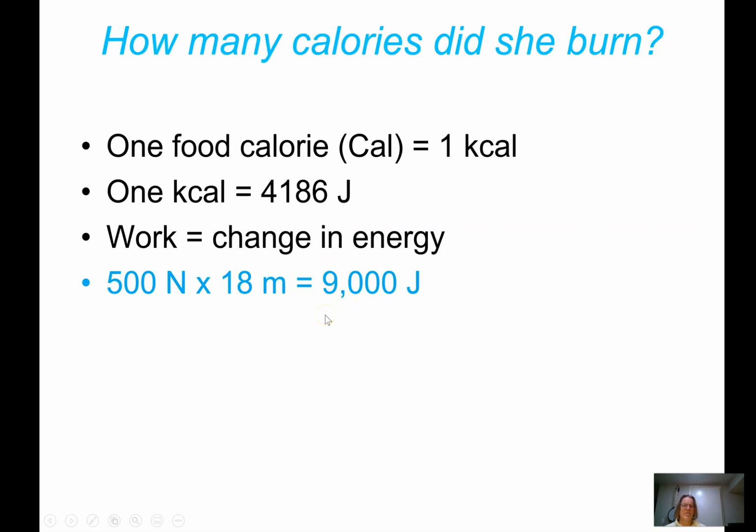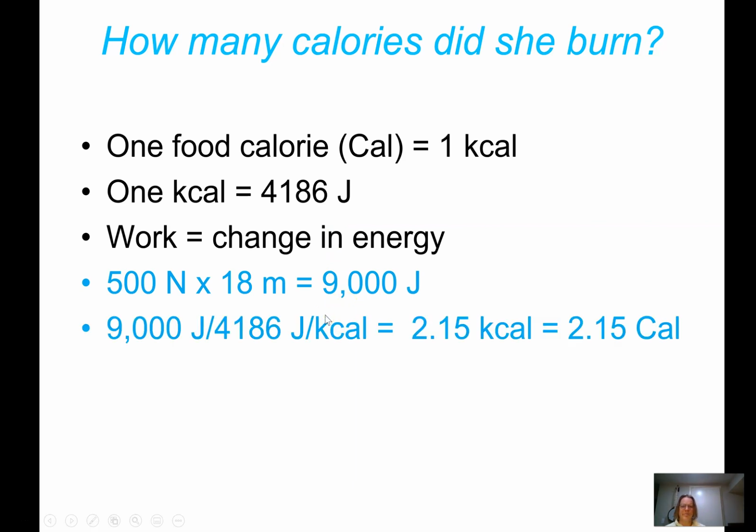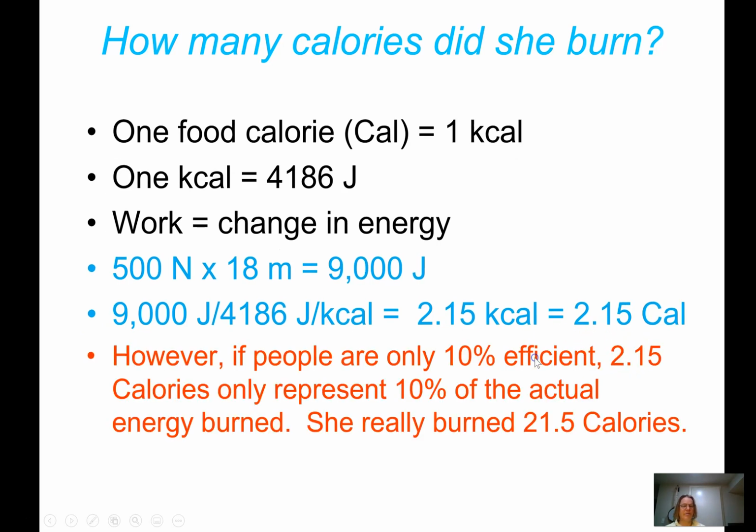Okay, so that's the work to get up there. Now if you want to change that into calories, well, it's 9,000 joules divided by the 4,186 joules per kilocalorie. 2.15. Oh, that does not look promising, guys, because that Krispy Kreme, that's not even a bite. Okay, but here's the other part of it, guys. We're only about 10% efficient, okay, roughly.